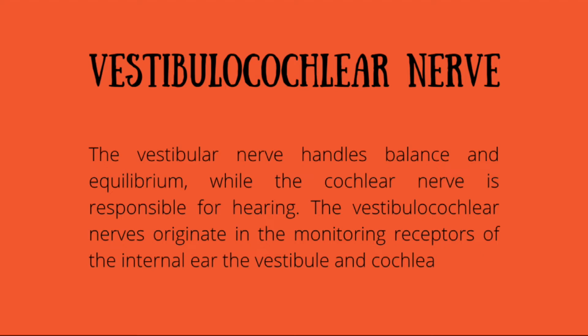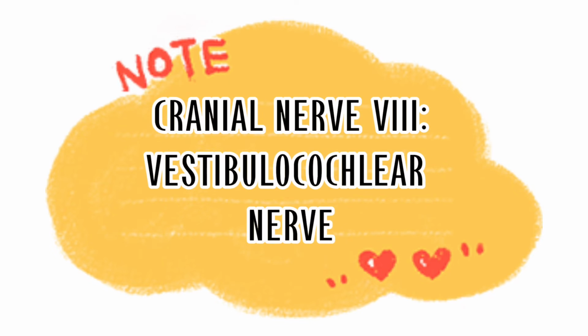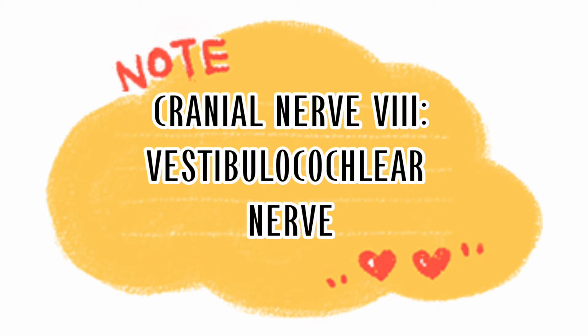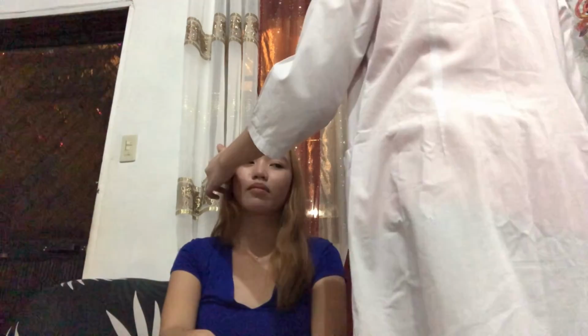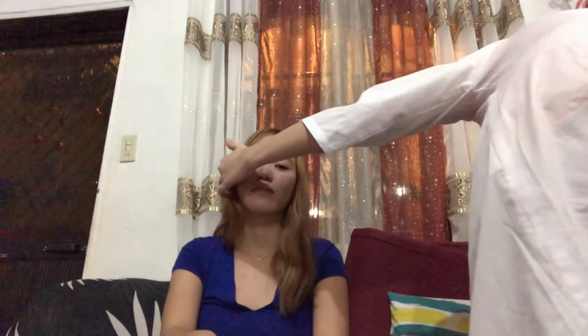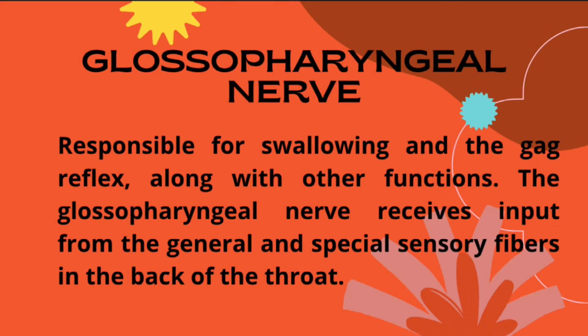Let's now proceed to vestibulocochlear nerve. The vestibular nerve handles balance and equilibrium, while the cochlear nerve is responsible for hearing. In this test, I'm gonna include her ears and then I will whisper a word and she will tell me what she heard. Burger. And I'm gonna do it also on the other ear. Chicken.